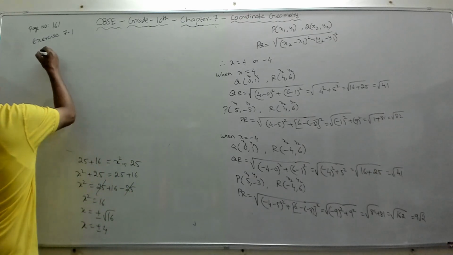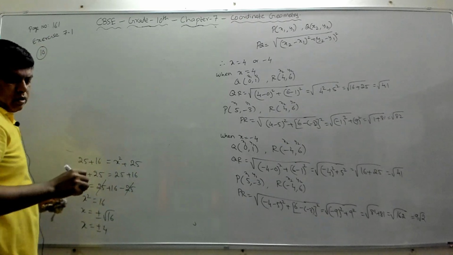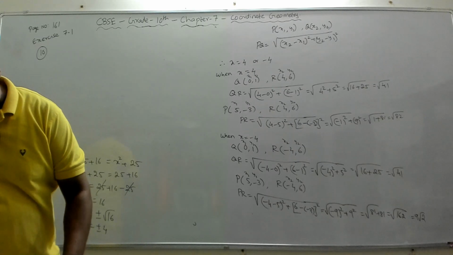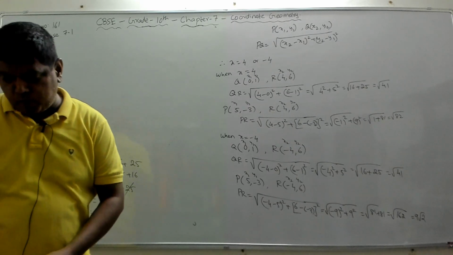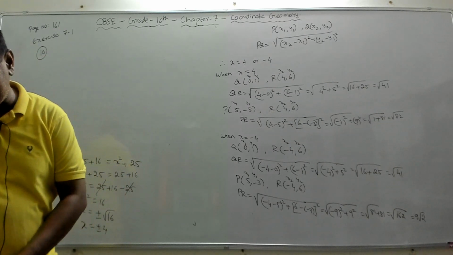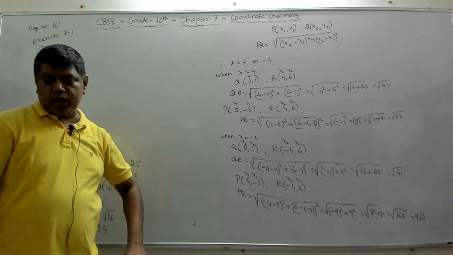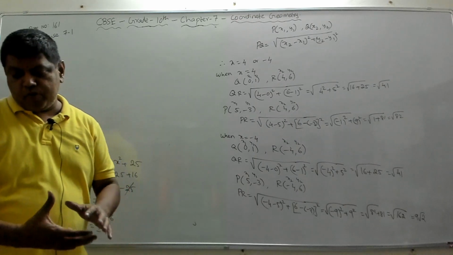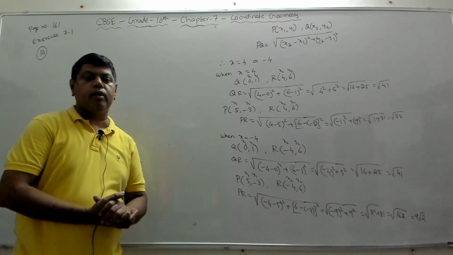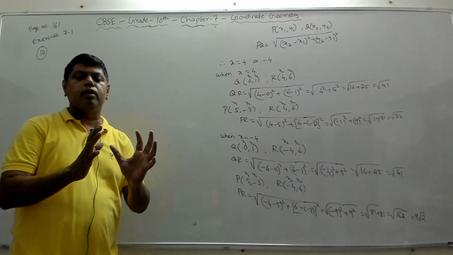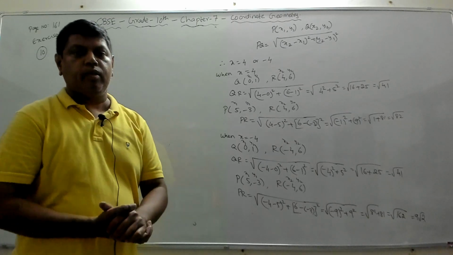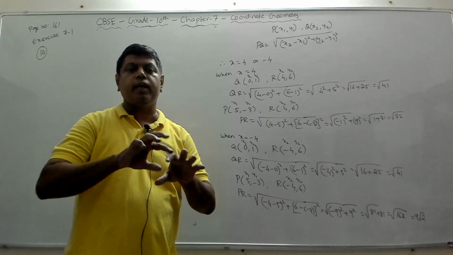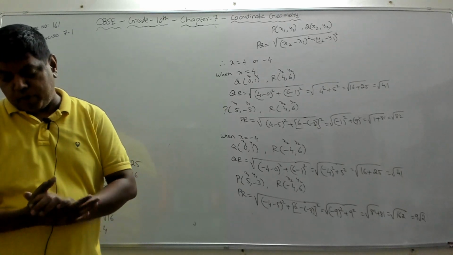So problem number 10 is: find a relation between x and y such that the point x comma y is equidistant from the points 3, 6 and -3, 4. Whenever we want to find the relation between x and y, it means we need to find an equation which has x and y. We need to get an equation which has x and y, right? So I'm reading the question again.